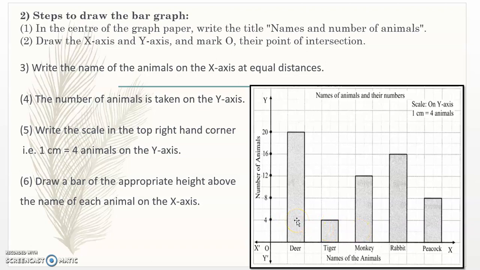Now for deer, how much is it? 20. For tiger it is 4. For monkey it is 12. And for rabbit it is 16, and for peacock it is 8.